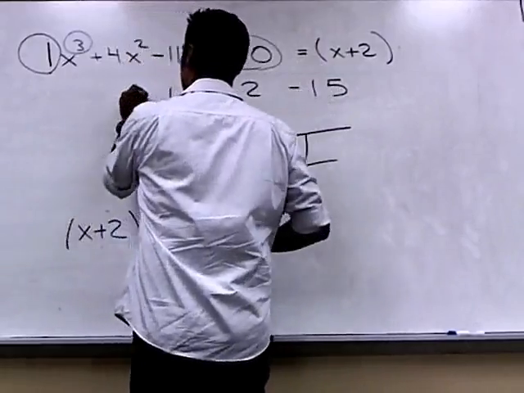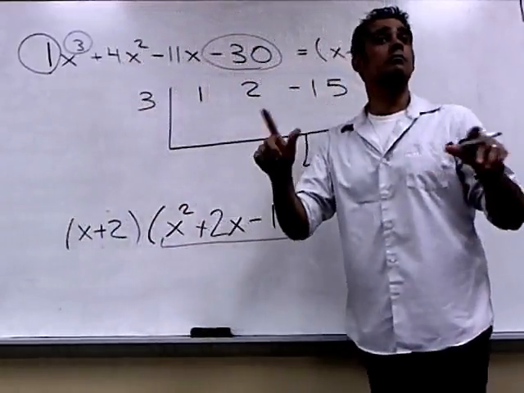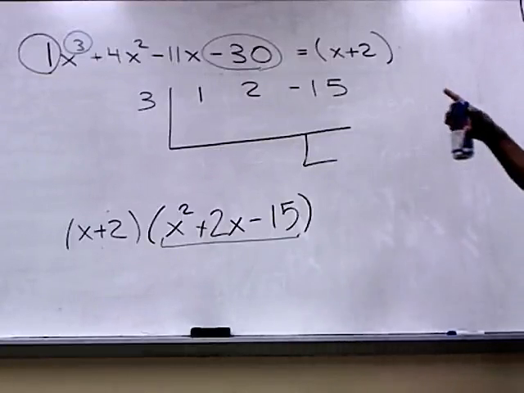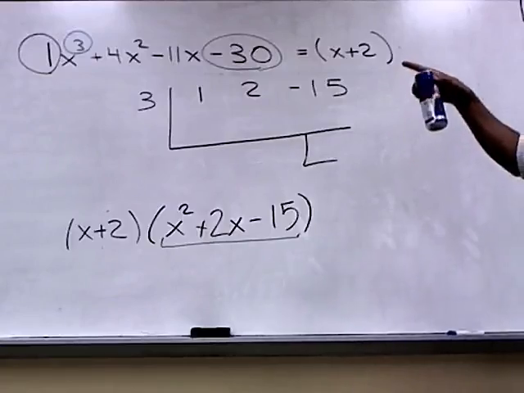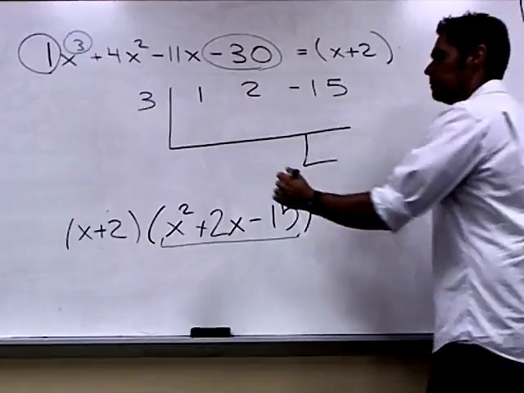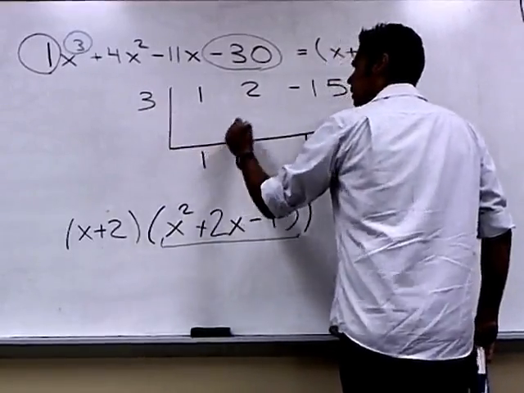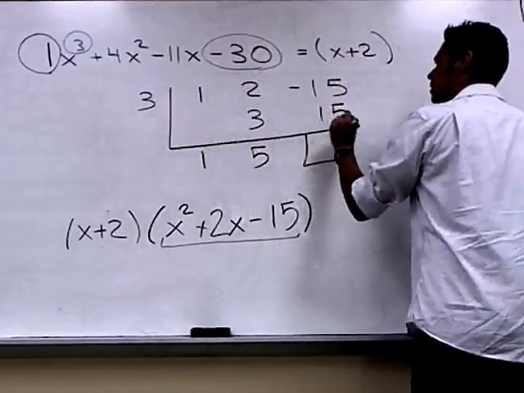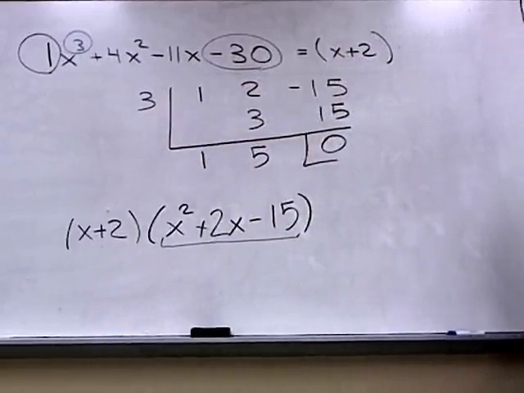Yes? What do you got? Oh, no. Okay. Now I understand what you're saying. This should work because it worked last class, right? 3 worked, so it should work here. 1, 3, 5, 15, 0.